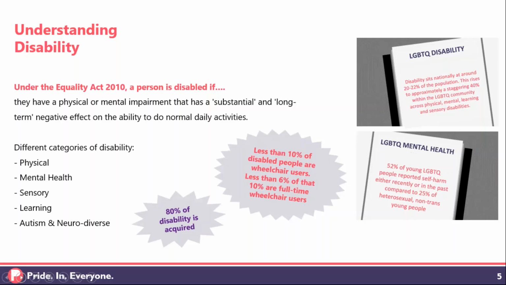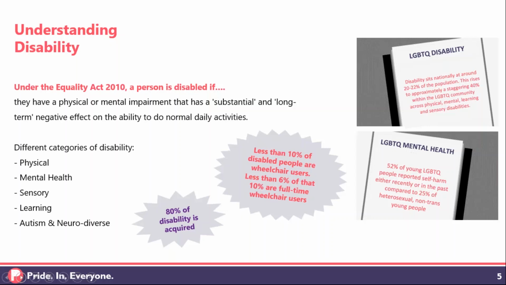And again, quite often they club together with learning disabilities. But an important distinction is that learning disability and autism and neurodiverse are different categories within disability. We just have a few other facts that you might have seen before here.